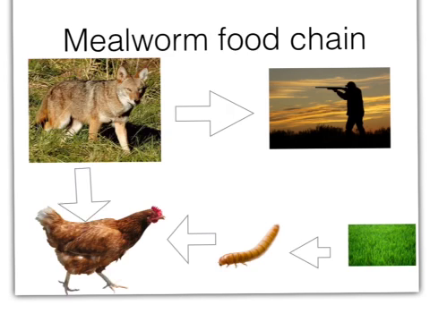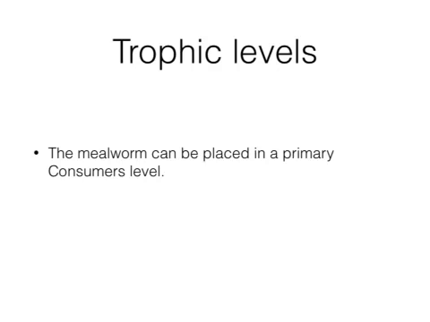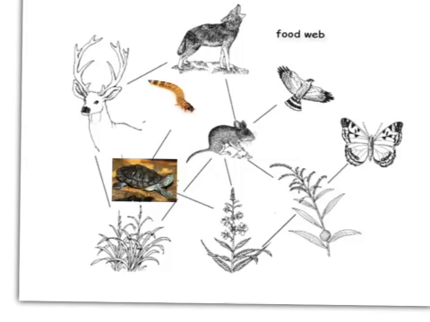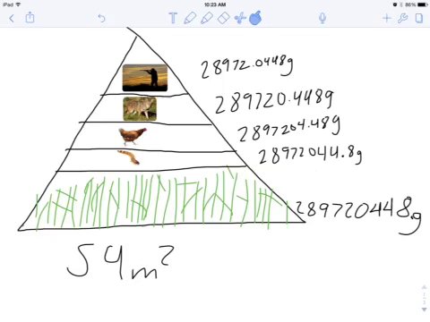The grass gets eaten by the worm, gets eaten by the chicken, gets eaten by the coyote, and the coyote gets hunted by the hunter. The mealworm can be placed in the primary consumer level. The grass gets eaten by the mouse, gets eaten by the wolf. Oh, whoops. It all reduces by 10% going up the pyramid.